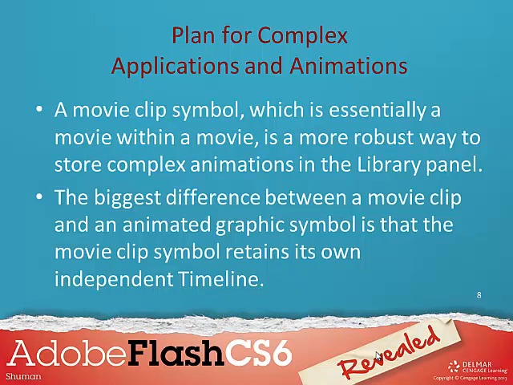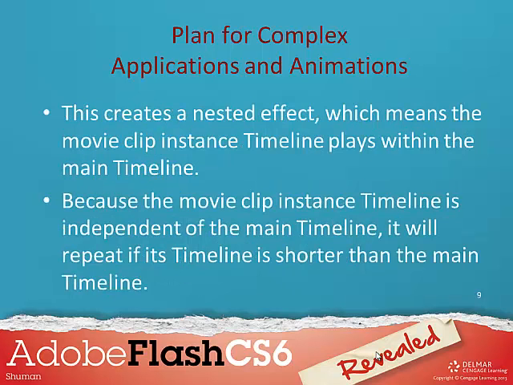A movie clip symbol, which is essentially a movie within a movie, is a more robust way to store complex animations in the library panel. The biggest difference between a movie clip and an animated graphic symbol is that the movie clip symbol retains its own independent timeline. This creates a nested effect, which means the movie clip instance timeline plays within your main timeline. Because the movie clip instance timeline is independent of the main timeline, it will repeat if its timeline is shorter than the main timeline.